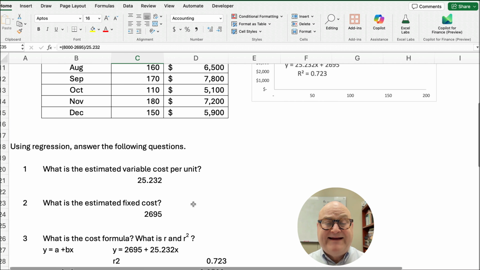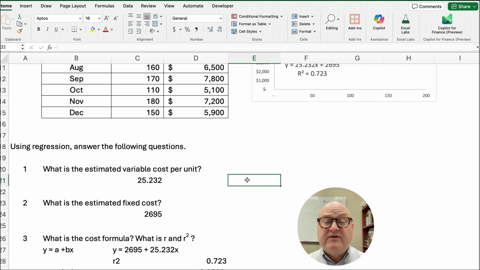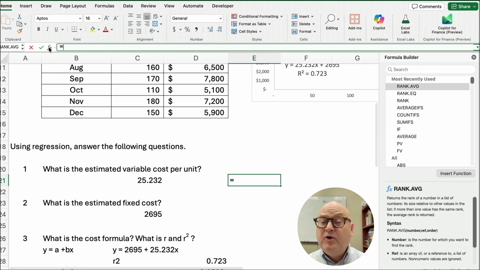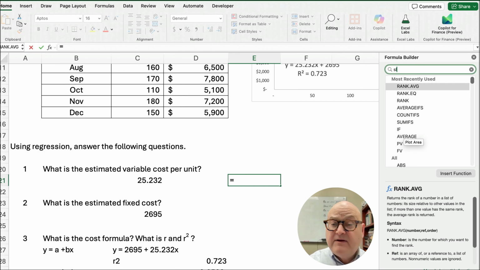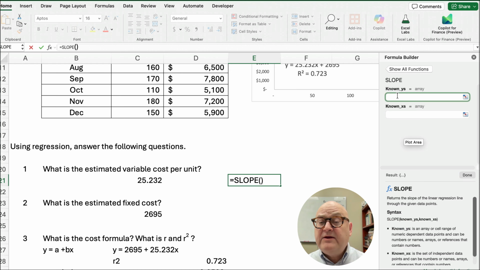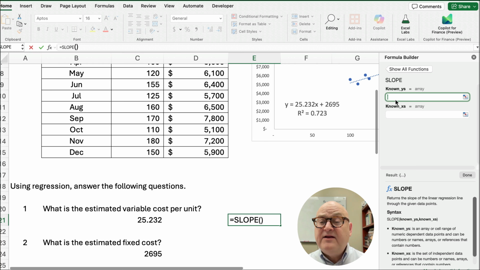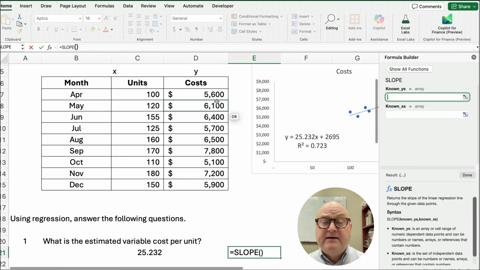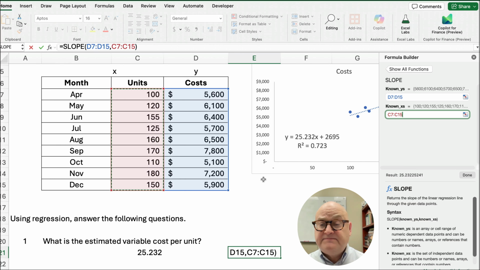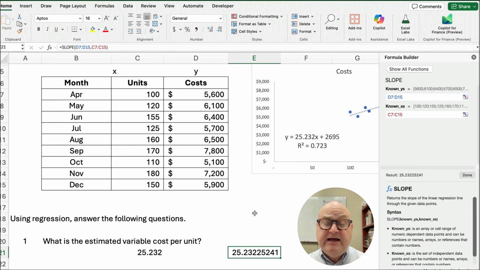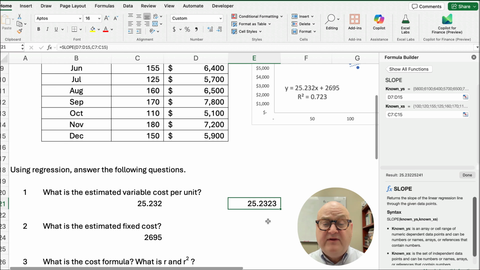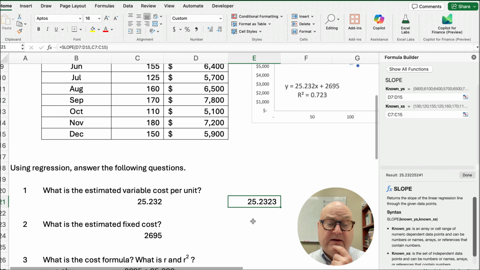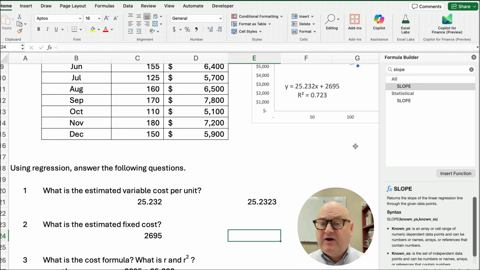So if we were trying to figure out our variable cost, we need to use the slope function. So let me pull up the slope function. Slope. And what do we need? We need to know the known y's and the known x's. So what's our y? Our y are our total costs, and our x's are the units. So done, and here we go to 4 decimal places. Using the slope function, I have 25.2323.